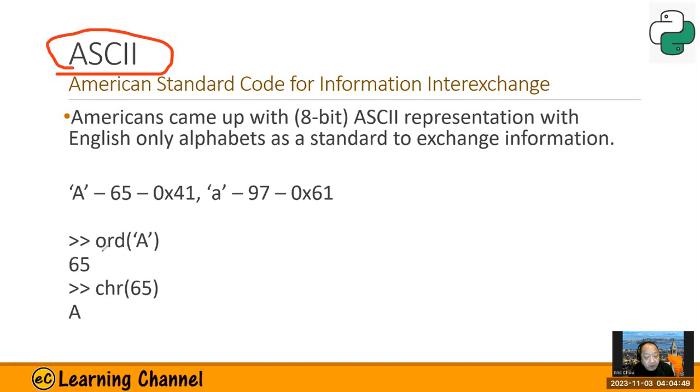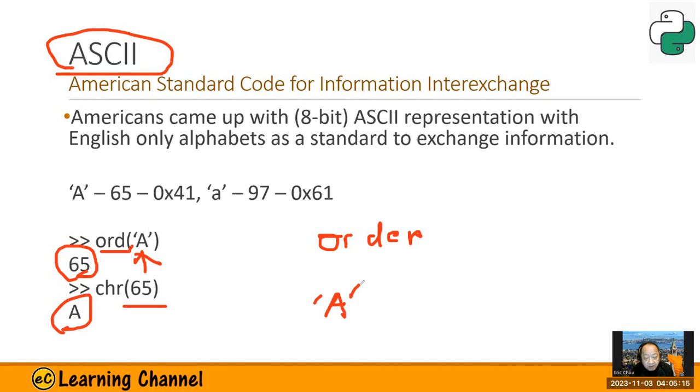So if you say ord of 'A', you get 65. That is the ASCII code number in the decimal system. And if you say chr of 65, you get the A symbol. This one is A in single quotes. Single quotes mean a letter. If you just put an A, that may be a variable name. Let's look at IDLE and see the difference.